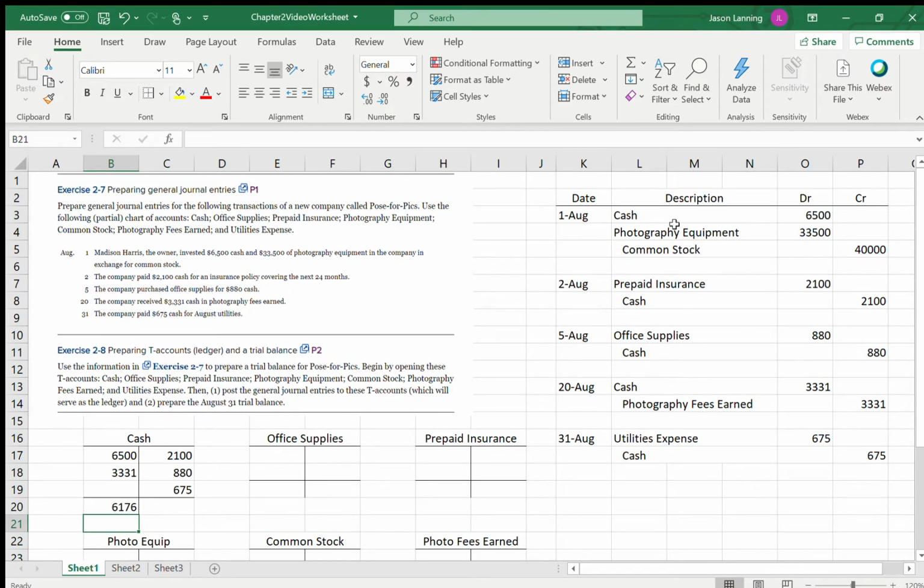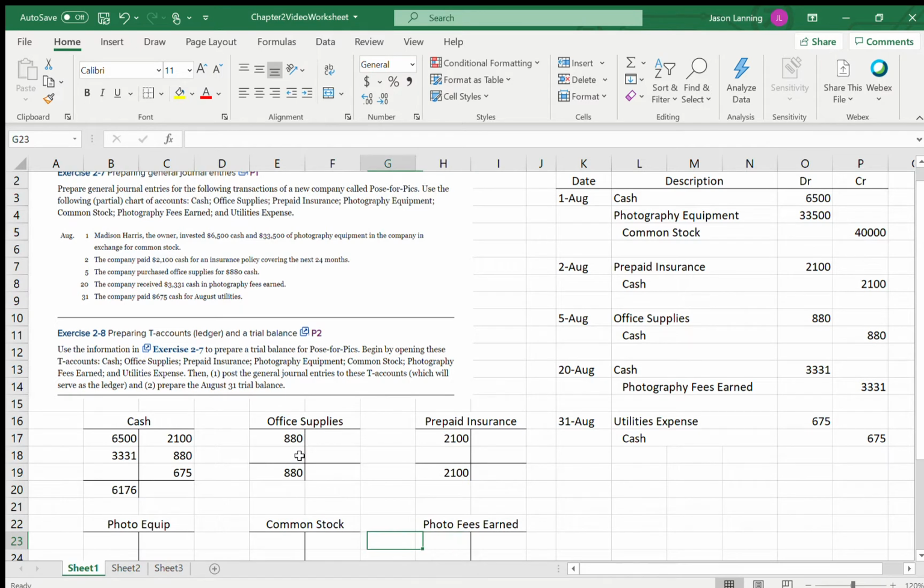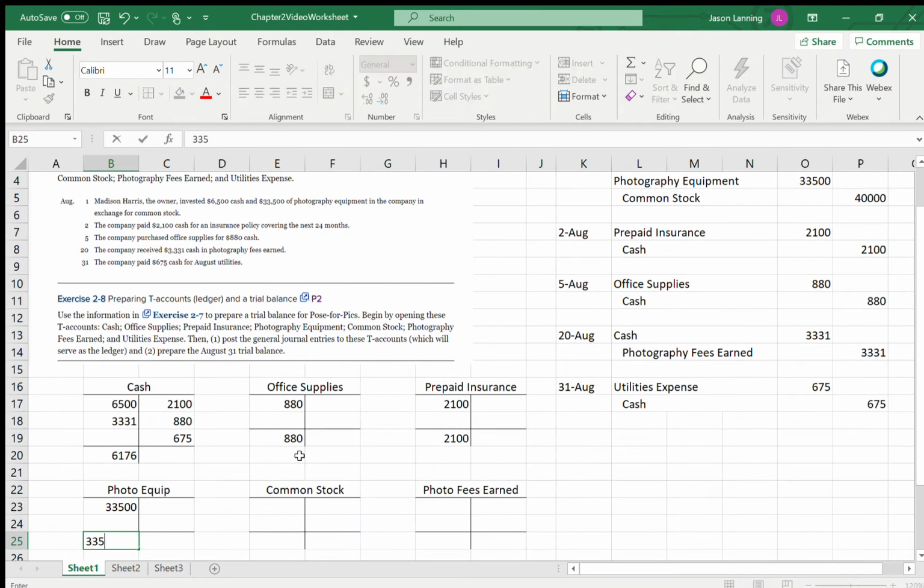Next, we'll go to office supplies, and we'll look down through and see, on August 5th, we had a debit for $880. It's the only one we had. So we'll debit the T account. Since we don't have any credits to adjust for, we can just bring that down. Prepaid insurance on August 2nd, that was $2,100. Again, that's the only transaction we have regarding that, so we can bring that down. Photography equipment, that was $33,500 on August 1st in the debit. Nothing else there for that, so we can bring that down.